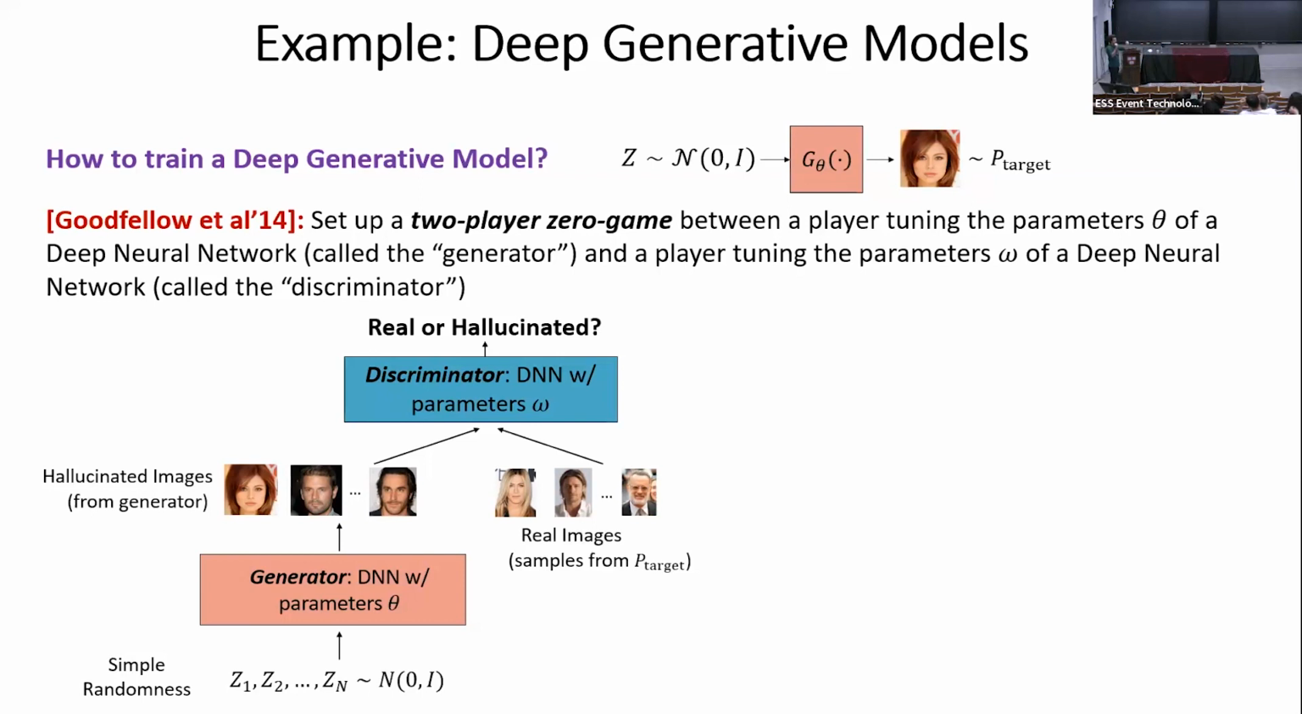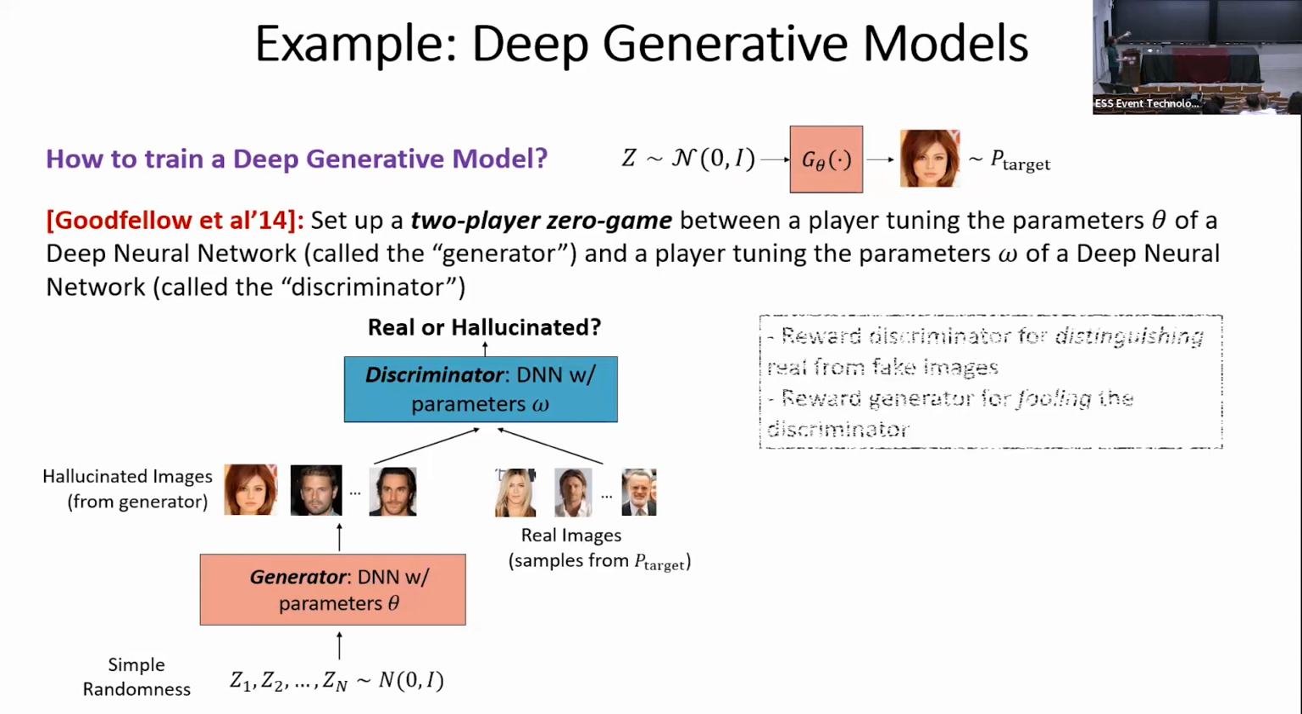So the discriminator is supposed to judge which ones are real and which ones are fake. So you set up the utilities of this two-player zero-sum game in a way that you reward the discriminator to prefer real to fake, and you reward the generator to fool the discriminator. And this is the approach. The details don't matter, but let me just show you one way to define those utilities.